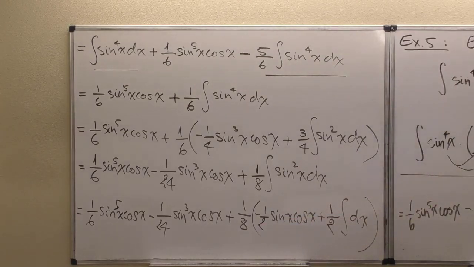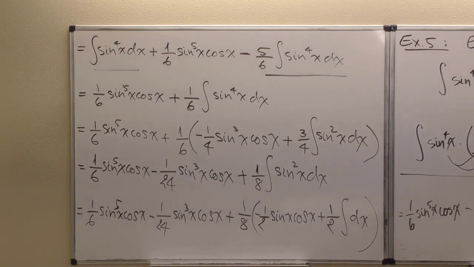So it's now going to be a minus 1/16 sine of x cosine of x, okay, and then plus 1/16 times the integral dx.